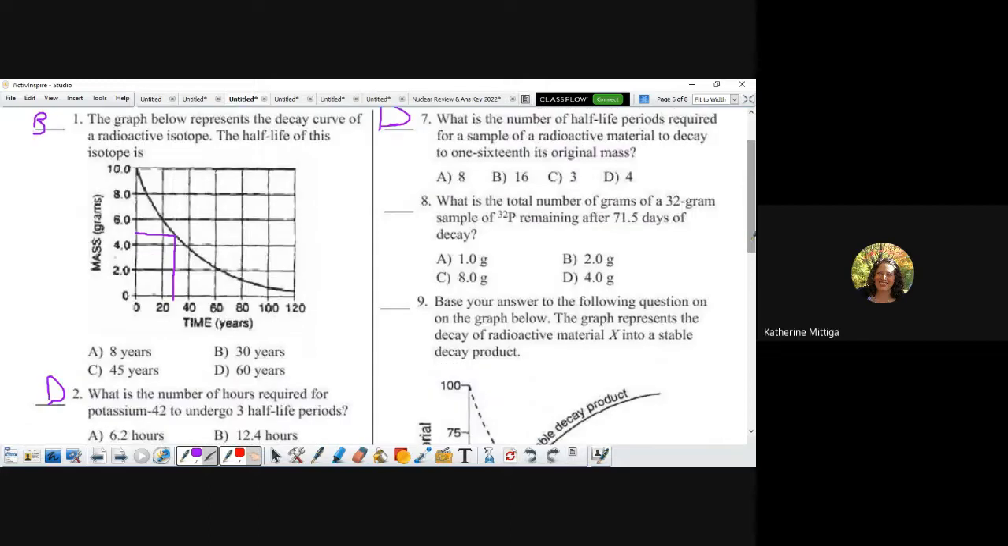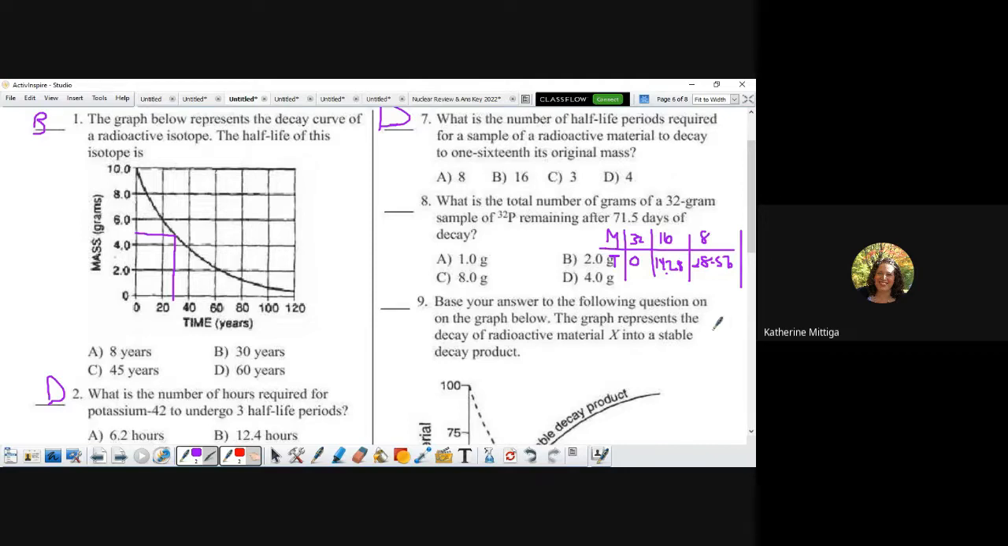What is the total number of grams remaining of a 32 gram sample of phosphorus-32 after 71 days? Okay, so mass and time, time 0, starting with 32. Now, phosphorus-32 has a half-life of 14.28 days. I apologize, this is not easy to read. Half of 32 is 16. So 14.28 plus another 14.28 is 28.56, and half of that is 8.